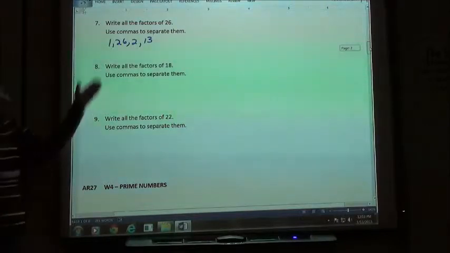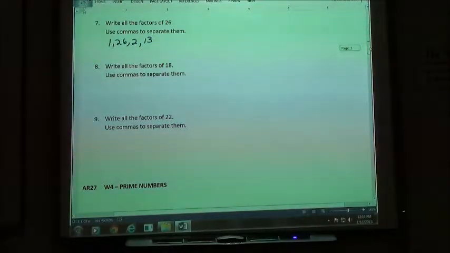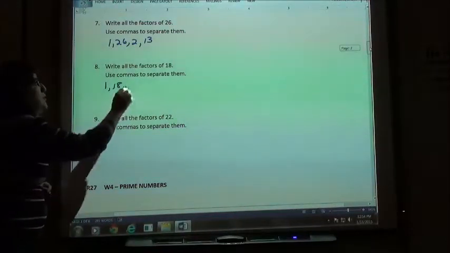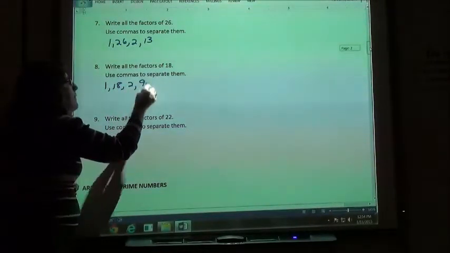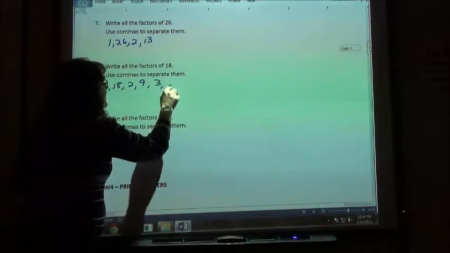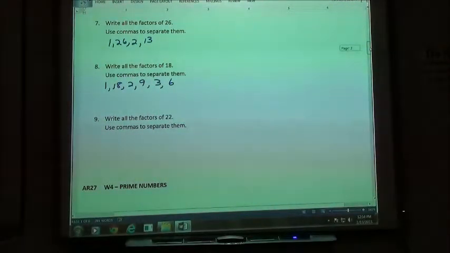So usually I just write them down in my factor pairs. So if I'm going to write the factors of 18, what's one of my factor pairs for 18? 1 times 18. 2 times 9. There's another one. 3 times 6. So if you really wanted to rearrange them and put them in order, you certainly could, but you don't have to. You just have to get them all in there. Those are all my factors of 18.